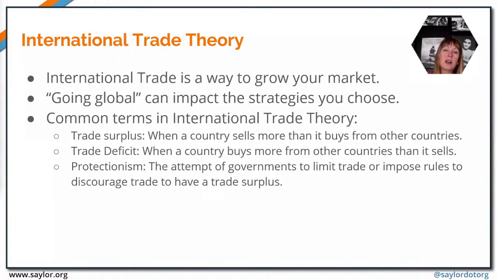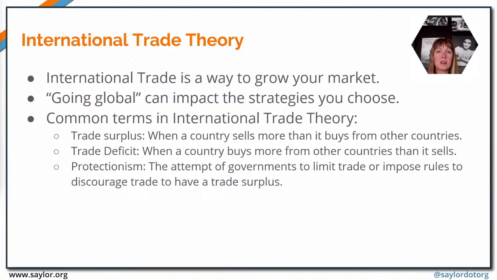So when we look at international trade or going global, there are a few terms that we should keep in mind. And the first one is a trade surplus. A trade surplus means that a country as a whole sells more of what it produces than it actually buys from other countries.